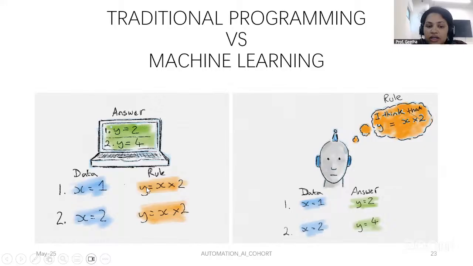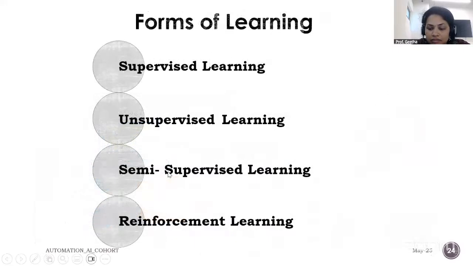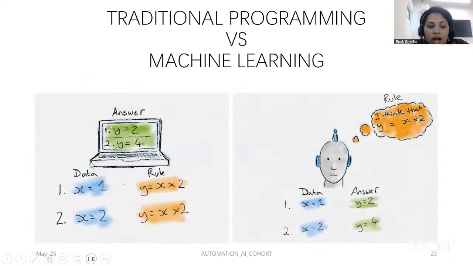Okay. So here you can see that I'm providing the data. Okay. X is equal to 1 and X is equal to 2. I'm providing the data and what has to be done with the data, which I call the rule, which we call the coding. Okay. So here I'm saying that the data has to be multiplied by 2 in order to produce some output y. So y is equal to x into 2.